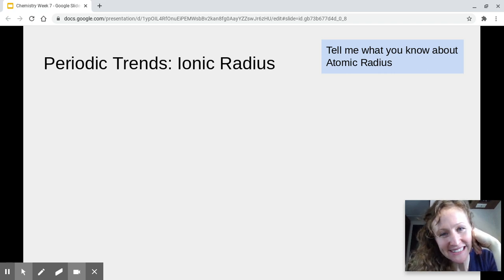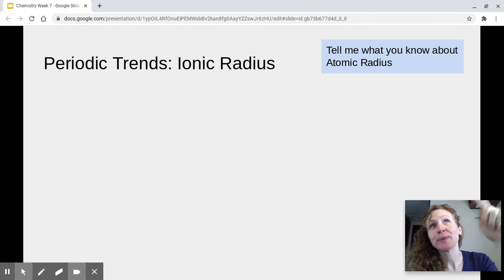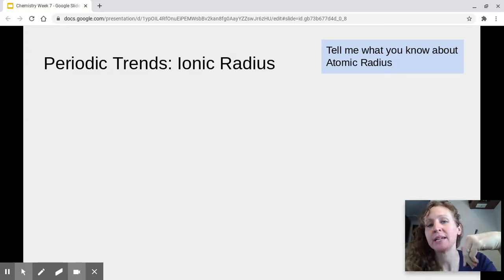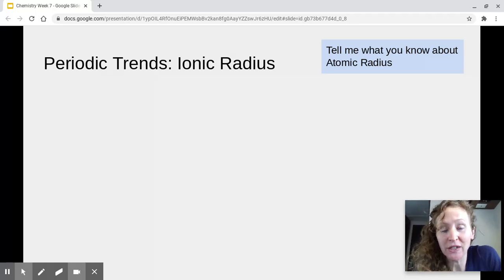Hi, chemistry. Now that we've looked a little bit into ions, I want to return to our periodic trends and talk about our last periodic trend, which is looking at the ionic radius. So before we get into this, I want you to pause and tell me what happens to an atomic radius from left to right and why. What happens to an atomic radius top to bottom in a family and why?